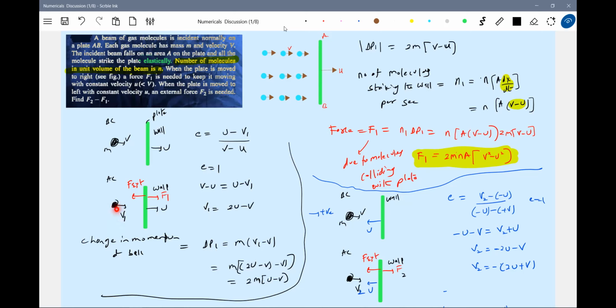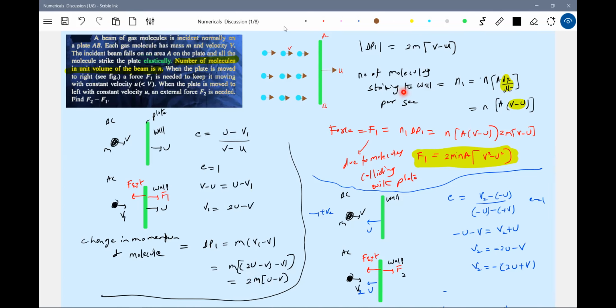Then the change in momentum of the molecule, what will that be? The change in momentum of the molecule should be delta P1 equals m(V1 minus V). So this will be m into, and the V1 value will be substituted here. So I'll get the change in momentum, and we'll take its magnitude.